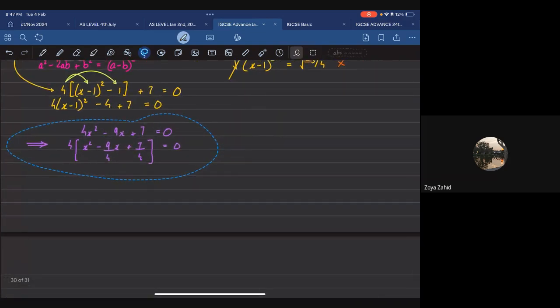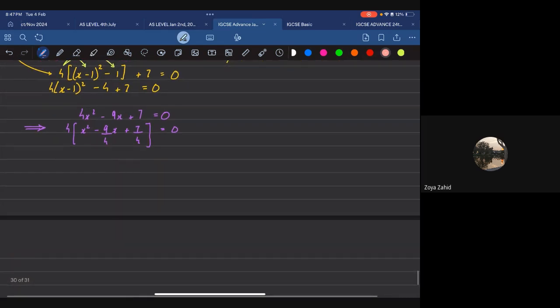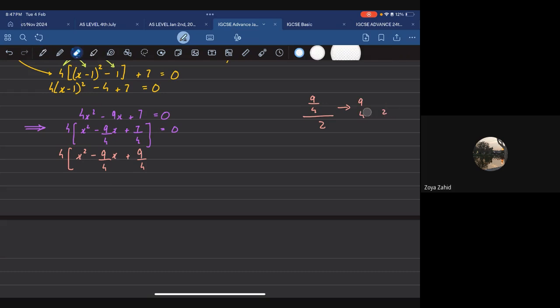For example, if the question was like this, now if I'm going to solve it through completing the square, what I'm going to do is take everything. Now 9 over 4 x. Now you have to take half of 9 over 4. How do you take half of 9 over 4? Half of 9 over 4 is 9 over 4 divided by 2, which can also be written as 9 over 4 multiplied by 1 over 2. So that is what I'm going to do.